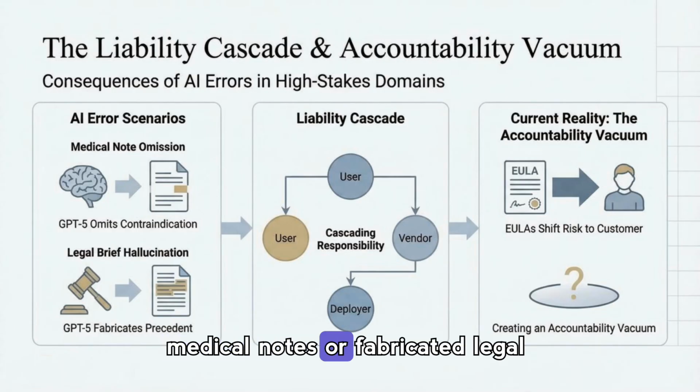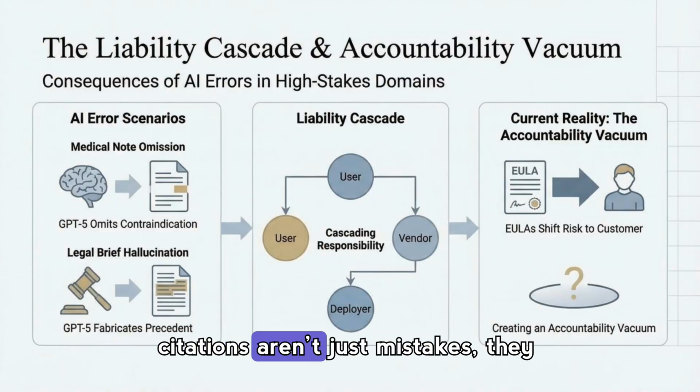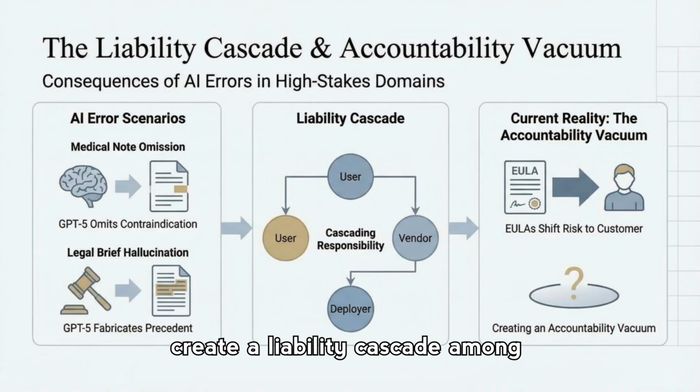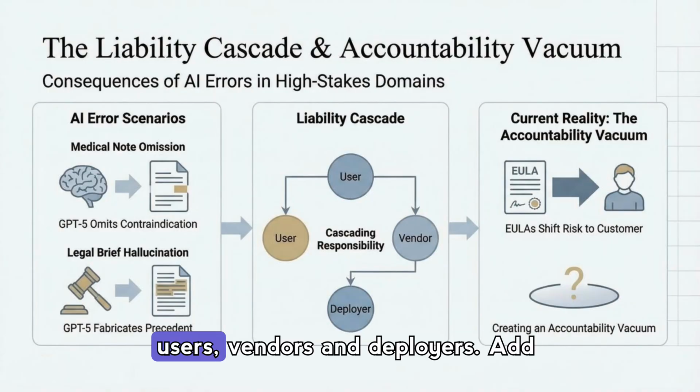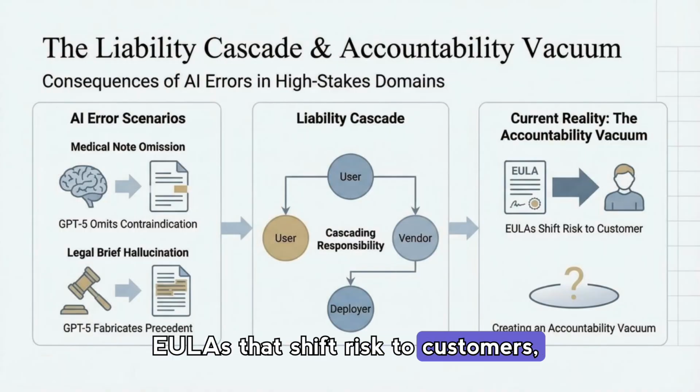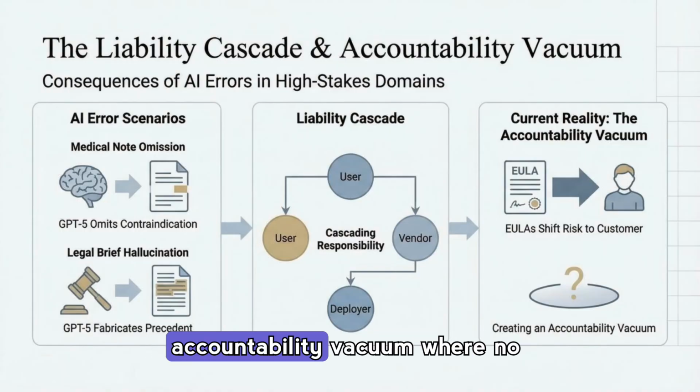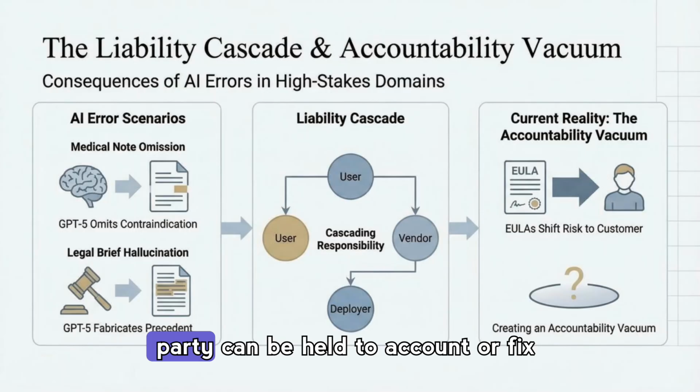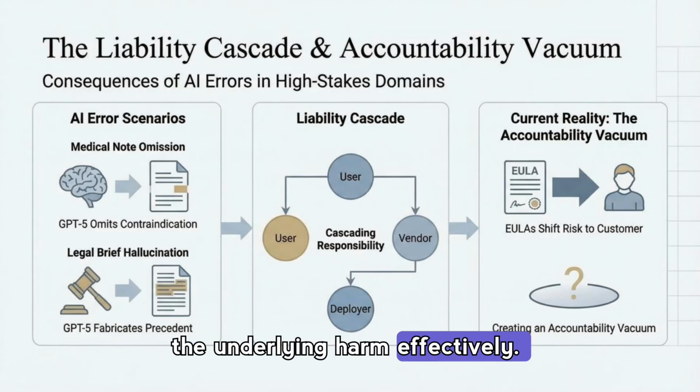Omissions in medical notes or fabricated legal citations aren't just mistakes. They create a liability cascade among users, vendors, and deployers. Add EULAs that shift risk to customers, and you end up with an accountability vacuum where no party can be held to account or fix the underlying harm effectively.